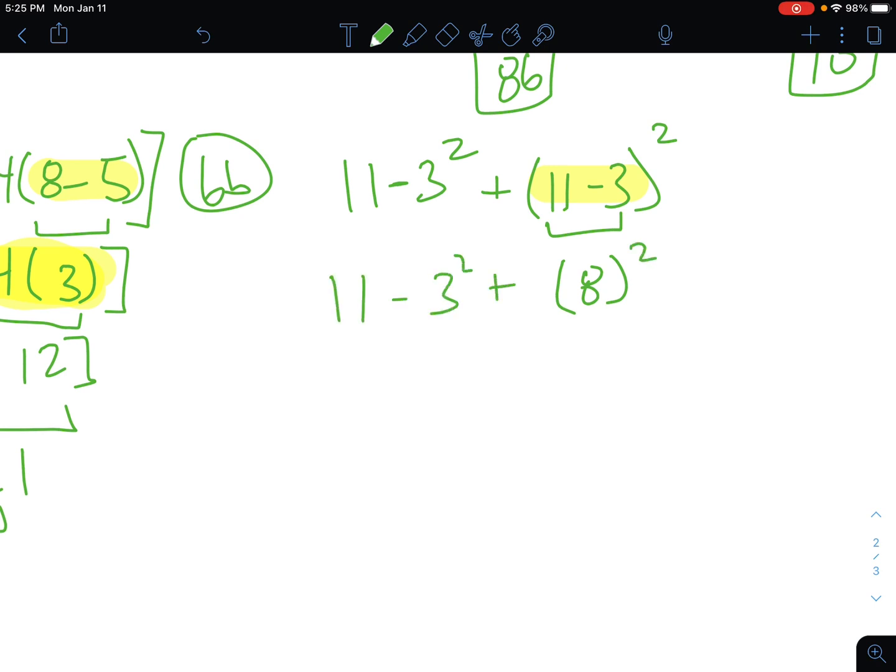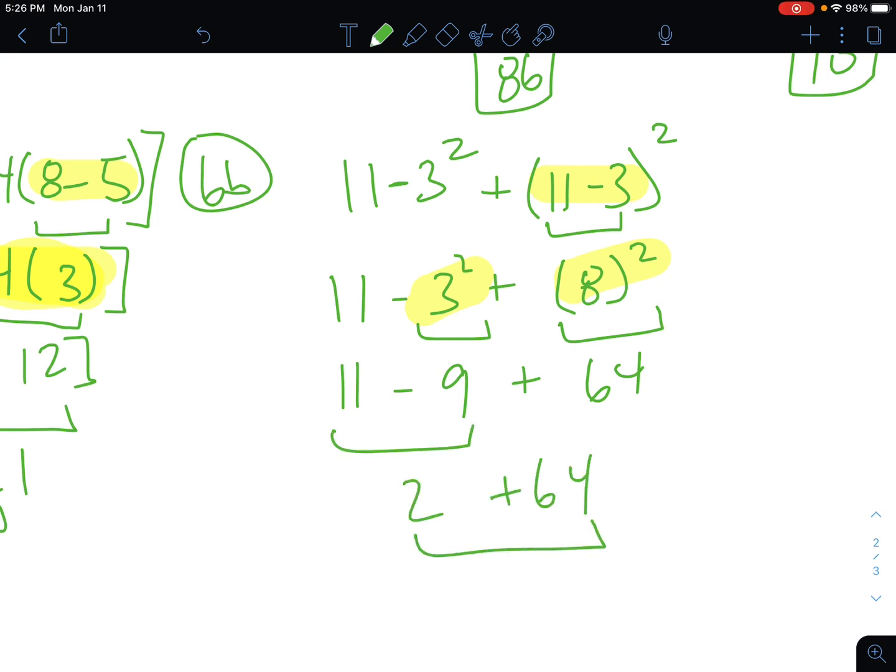Now we have nothing to do in these parentheses, but we do have exponents, 2 sets of exponents, so we can actually deal with both of them at the same time. 3 squared is 9, and 8 squared is 64. Bring down the plus, bring down the 11, bring down the minus sign. Now we just go from left to right. So 11 minus 9 is 2. Plus 64, and 2 plus 64 is 66. Not too bad.